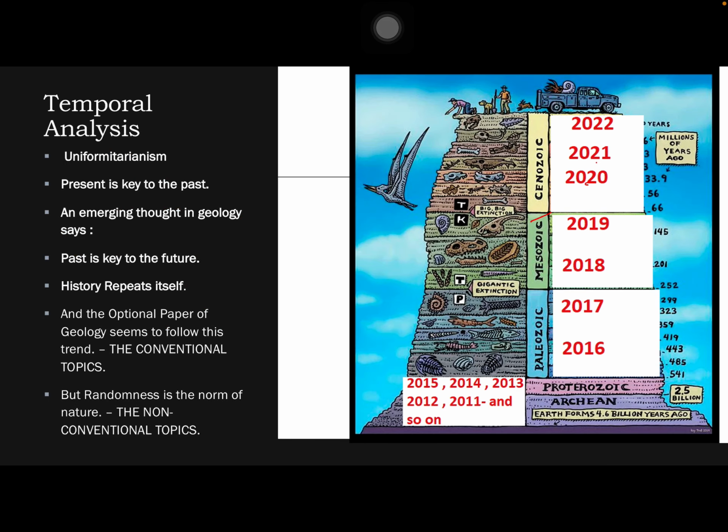Now moving on, here we have a temporal analysis, that is an analysis of what has occurred in the past, and then we are going to predict what will occur in the future. So here I divide the past year papers of UPSC in terms of the geological time scale. This I call the Precambrian of geology.